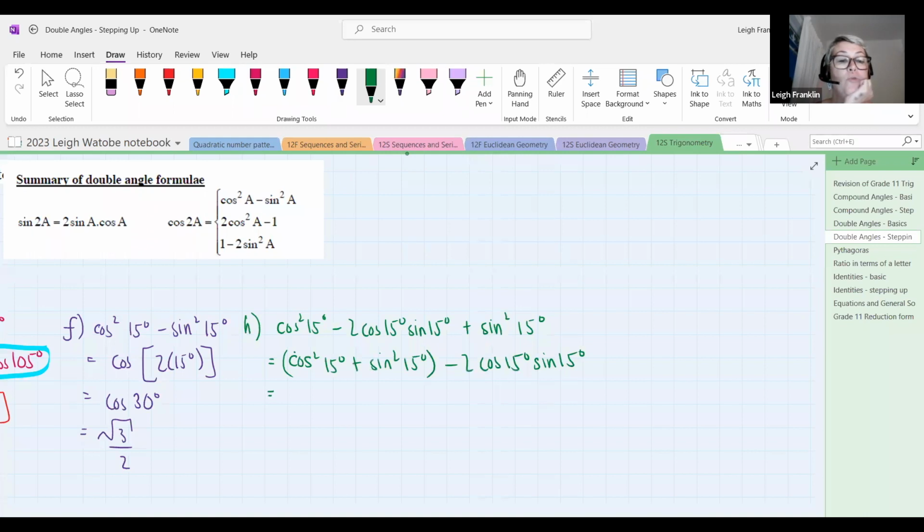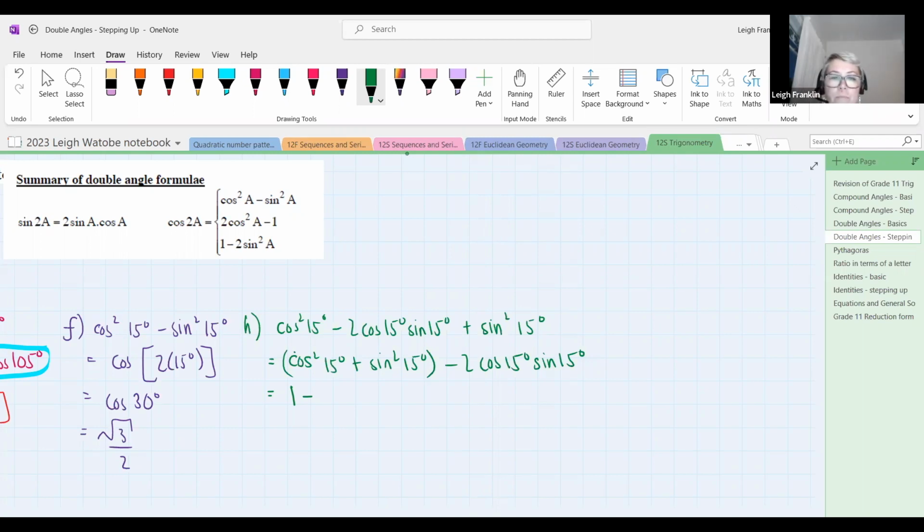Lovely. And you grouped cos squared 15 and sine squared 15 together because they are equal to? When I grouped them together, I was simplifying the expression using the Pythagorean identity. Yes, the square identity. Absolutely. So what you should have said here is that cos squared 15 plus sine squared 15 was 1. Lovely. And then over here, what did you do with 2 cos 15 sine 15?